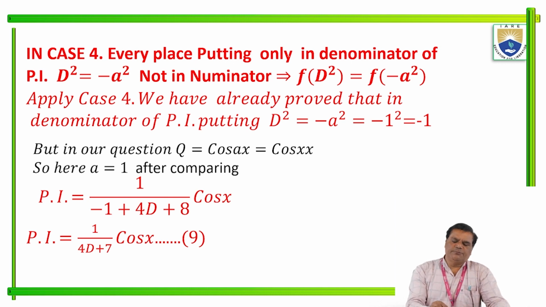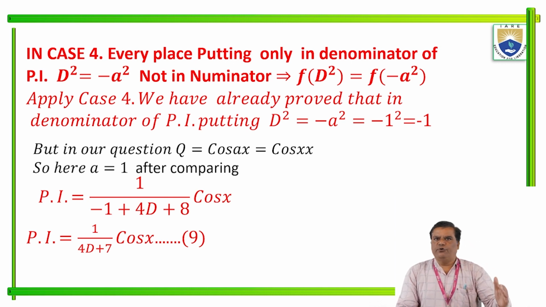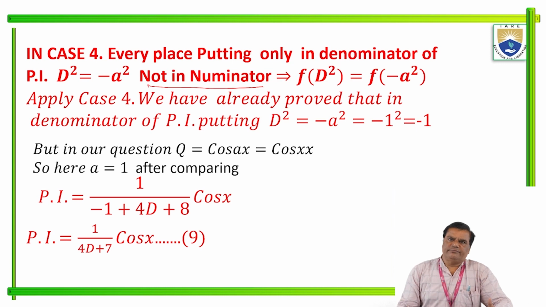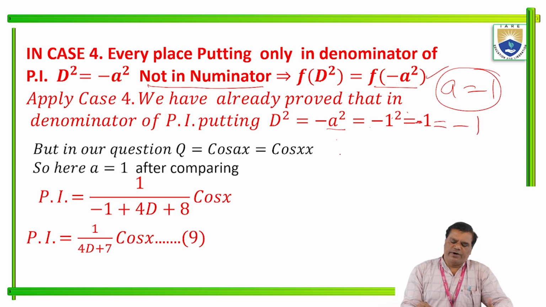For every place in the denominator of the particular integral, we put D square equal to minus a square. We have already proved this. Not in the numerator, only in the denominator. f(D square) equals f(minus a square). After comparison, a is 1, so minus a square is minus 1. So D square equals minus 1.